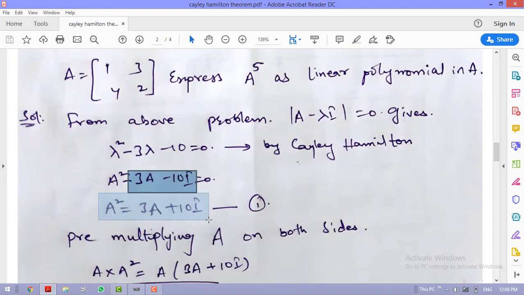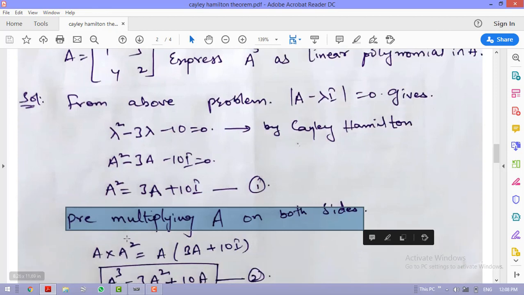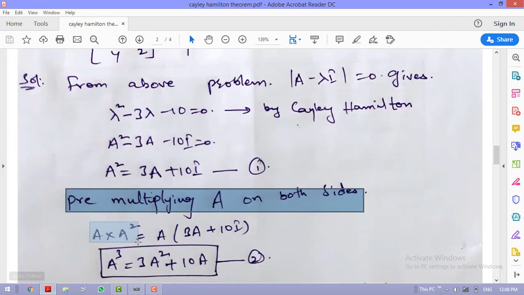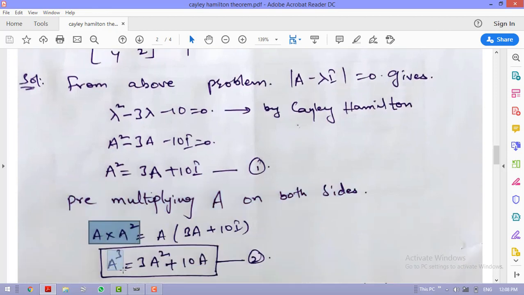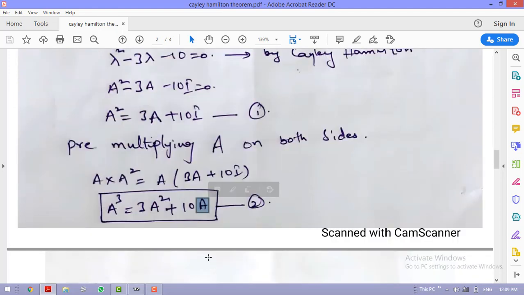Then after this it's very easy to find A power 5. Simply, you have to multiply repeatedly with A until you get the power of A as 5. So what I did over here is pre-multiplying A on both the sides. A into A square will give you A cube, and obviously on the right hand side also I have to multiply with A. So this will give you 3A into A, which is nothing but 3A square, and any matrix into the identity matrix is the matrix itself, so that will give you 10A. So this is equation 2.